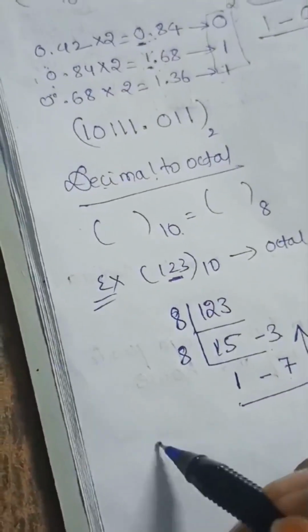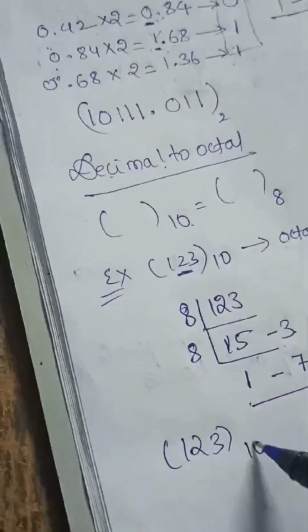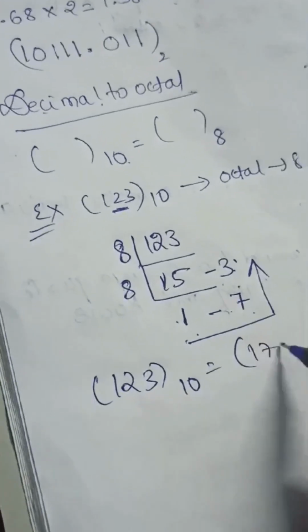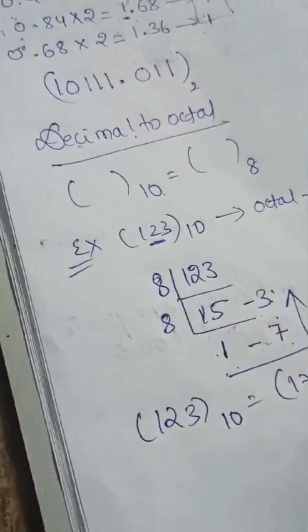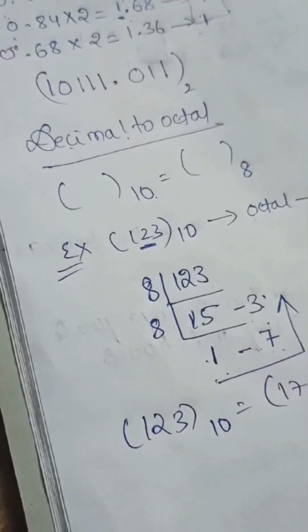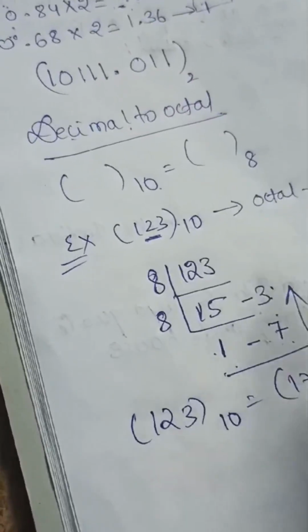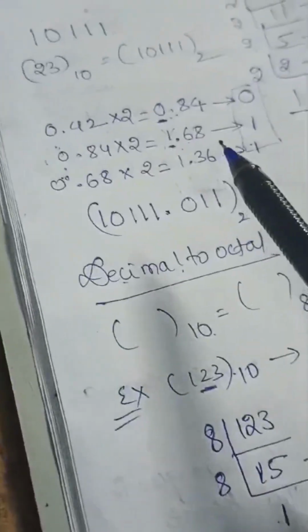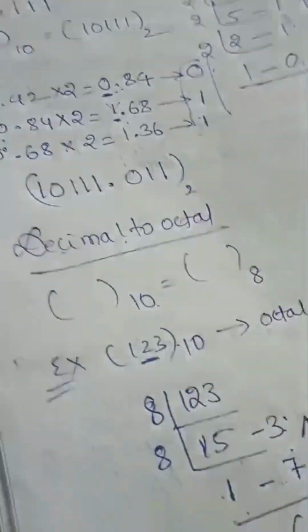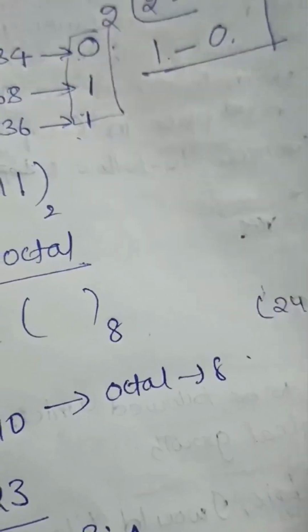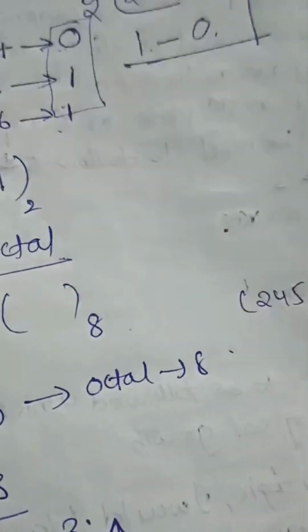So the number 123 to the base 10 is equal to, with the top down approach, 173 to the base 8. This is how we do decimal to octal. Here we don't have any point values. In the previous example we had point values. Now let me consider point values: 245.25 to the base 10 to octal conversion.